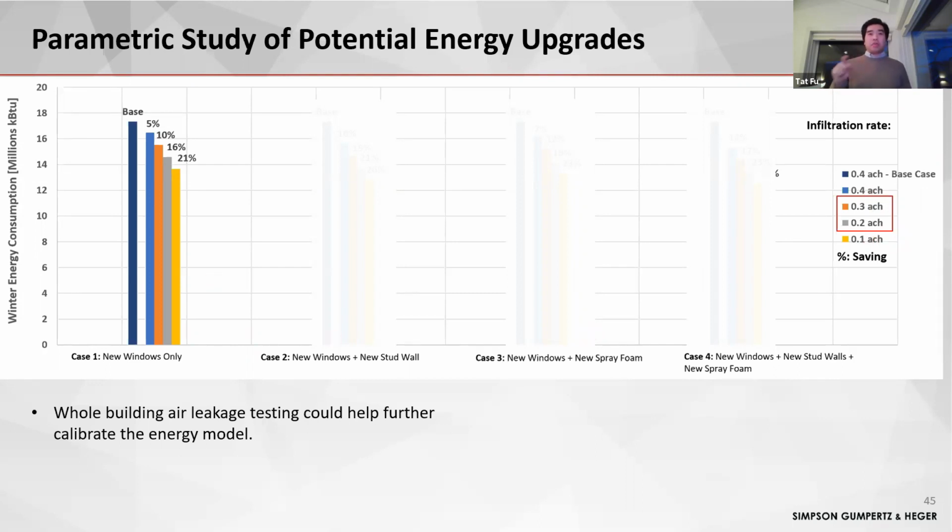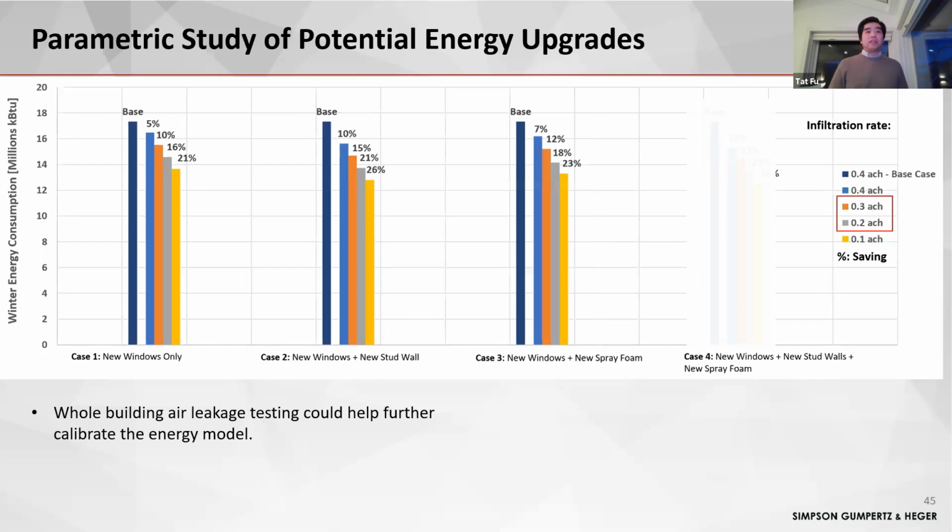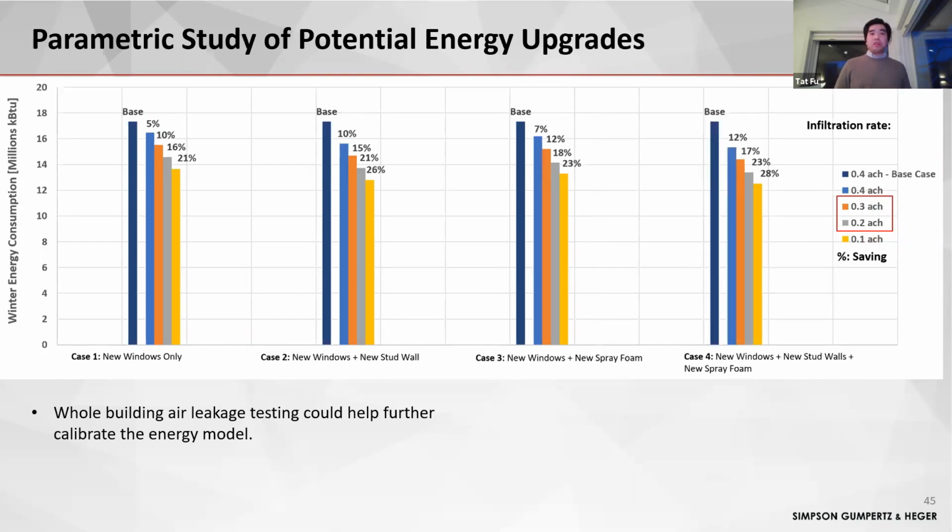Actually, look, you can just hit next like 3 more times to get to case 4. Yeah. So case 2 is new window and then new stud wall, and you will save from 10% to 26%. Then if we replace the new window and use spray foam on the triangle column area, we save from 7 to 23%. And case 4 is basically combining case 2 and case 3 together, and you will save somewhere between 12 to 28%.